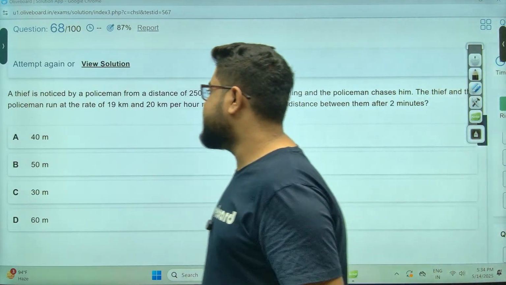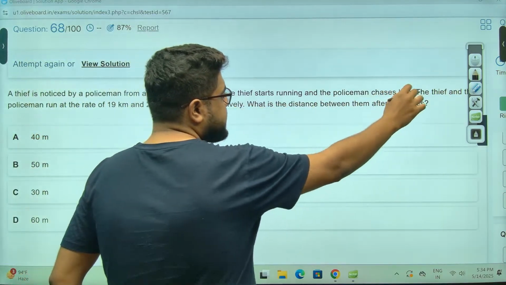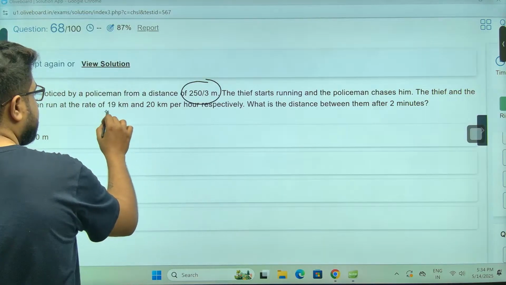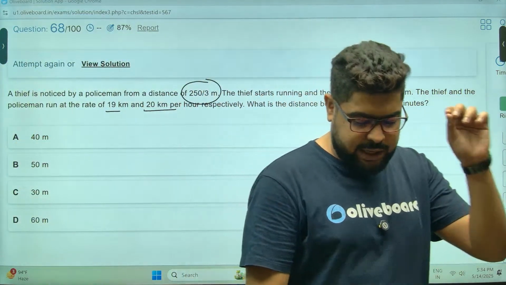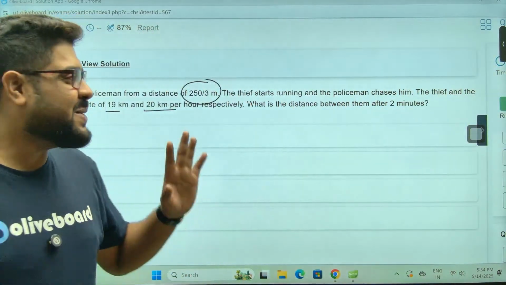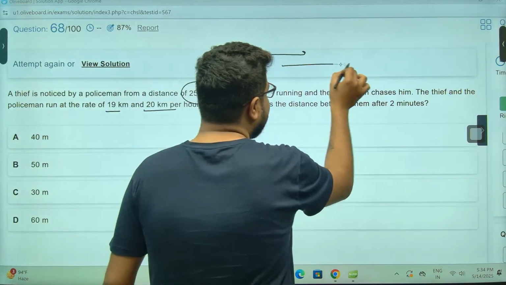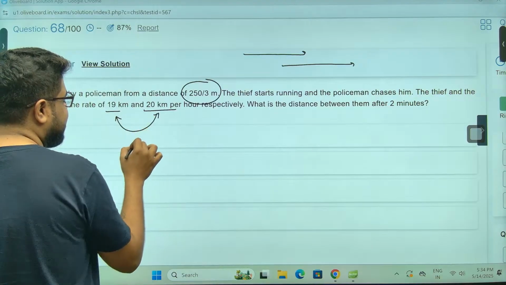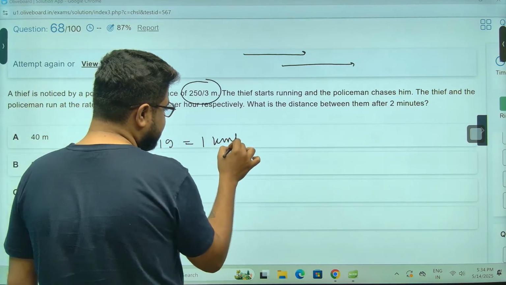A thief is noticed by a policeman from a distance of this. The thief starts running, the policeman starts chasing. Definitely no thief runs towards a policeman. No thief in this world runs towards a policeman. So the thief will run away, which means both will run in the same direction. So their relative speed will be 20 minus 19, that is 1 kilometer per hour, sir.